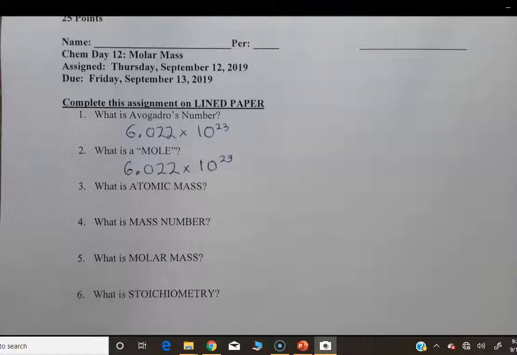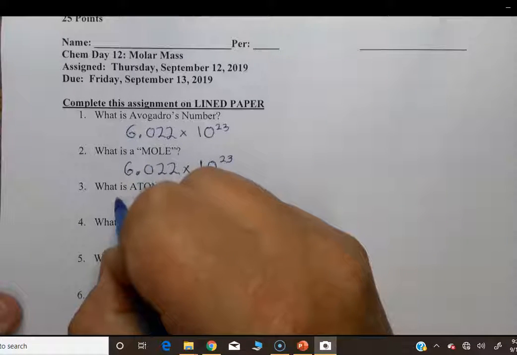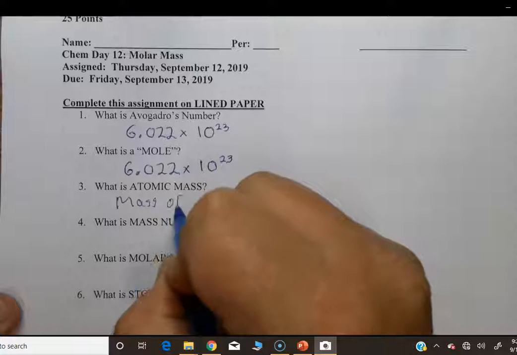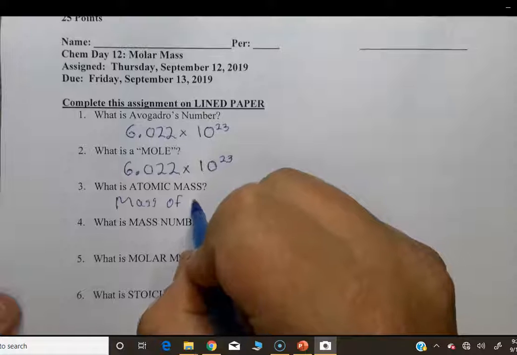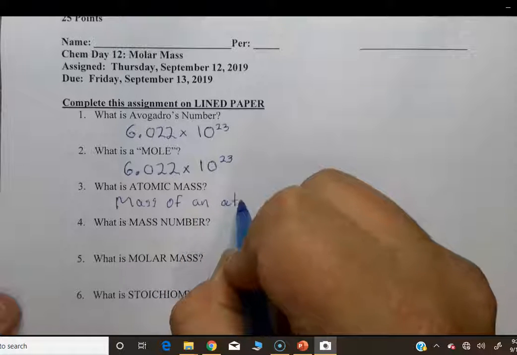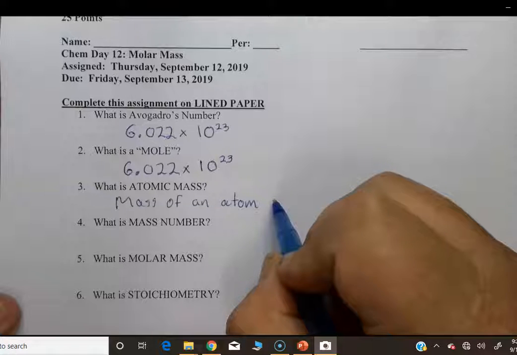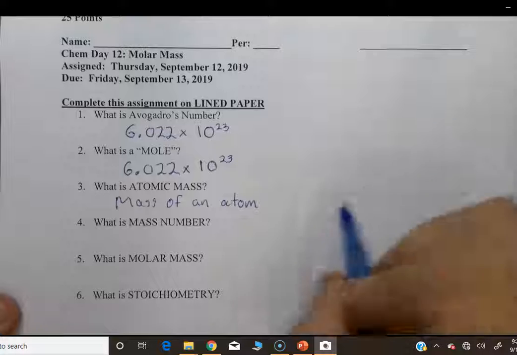Okay, so atomic mass, as we know, is the mass of an individual atom or molecule. In this case, we're going to just say atom, but if you put them together and have a molecule, you could refer to that as the atomic mass or molecular mass.